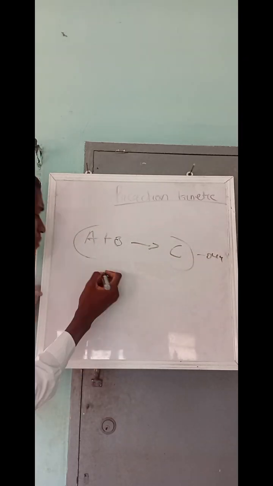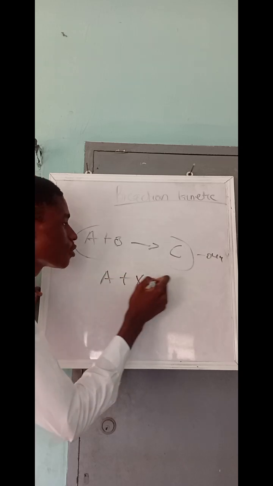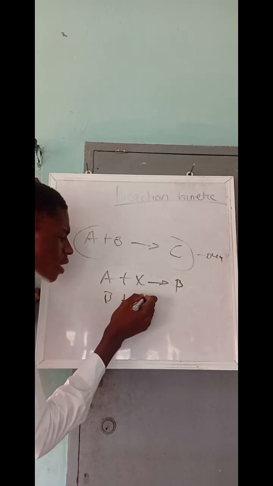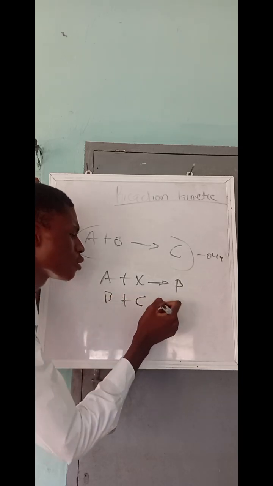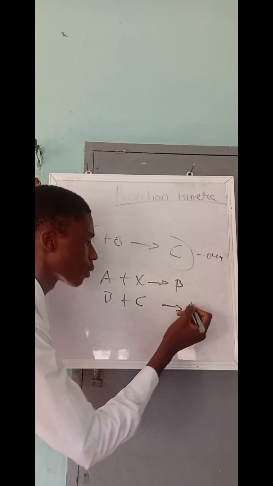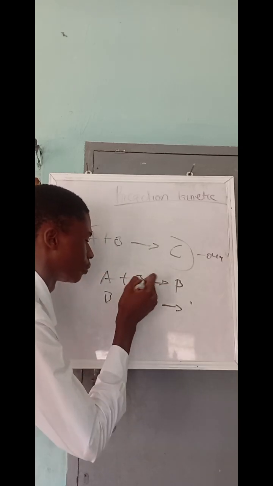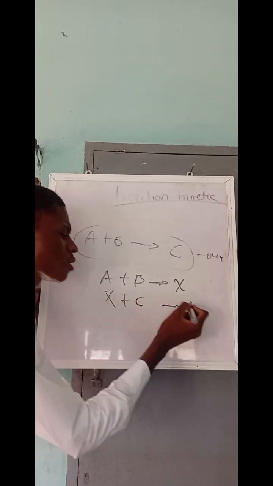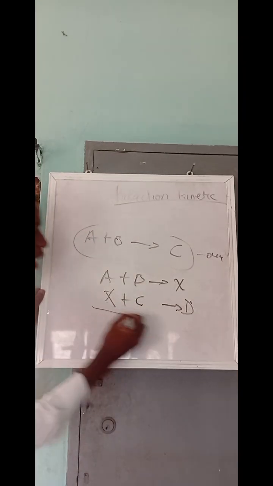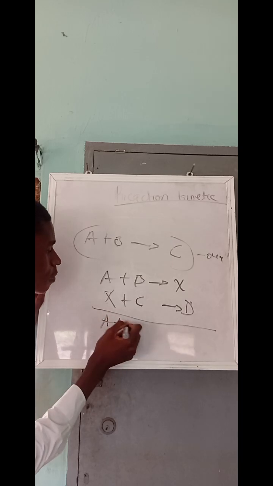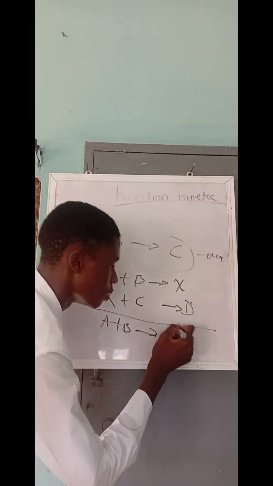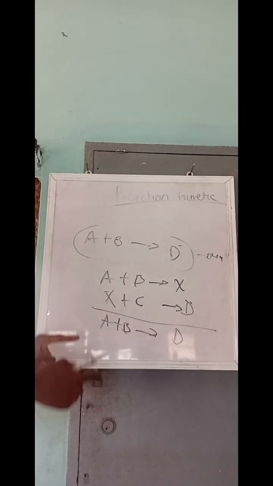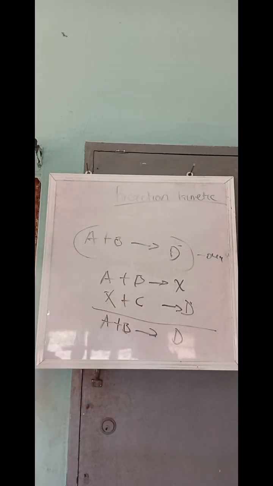So if I now have maybe A plus X to give B, then B plus X plus maybe C to give D, then I will say X plus C to give D. So at the end of the day, I now have something like this: A plus B to give D. Sorry, let's just say to give D. Please note the reaction is hypothetical. It doesn't exist. I'm just using it as an example.